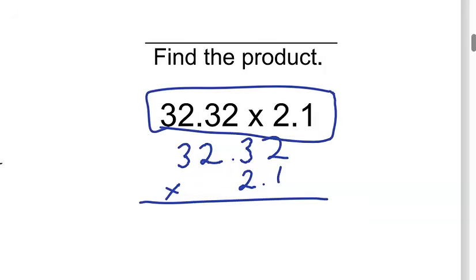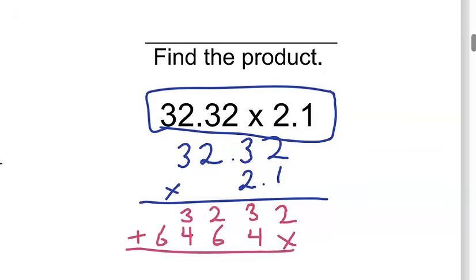So 2 times 1 is 2. 1 times 3 is 3. 1 times 2 is 2. 1 times 3 is 3. Then we put our spacer in there. 2 times 2 is 4. 2 times 3 is 6. 2 times 2 is 4 again. And 2 times 3 is 6 again. Then we're just going to add these up. 2, 4 plus 3 is 7. 6 plus 2 is 8. 4 plus 3 is 7 again. And 6.